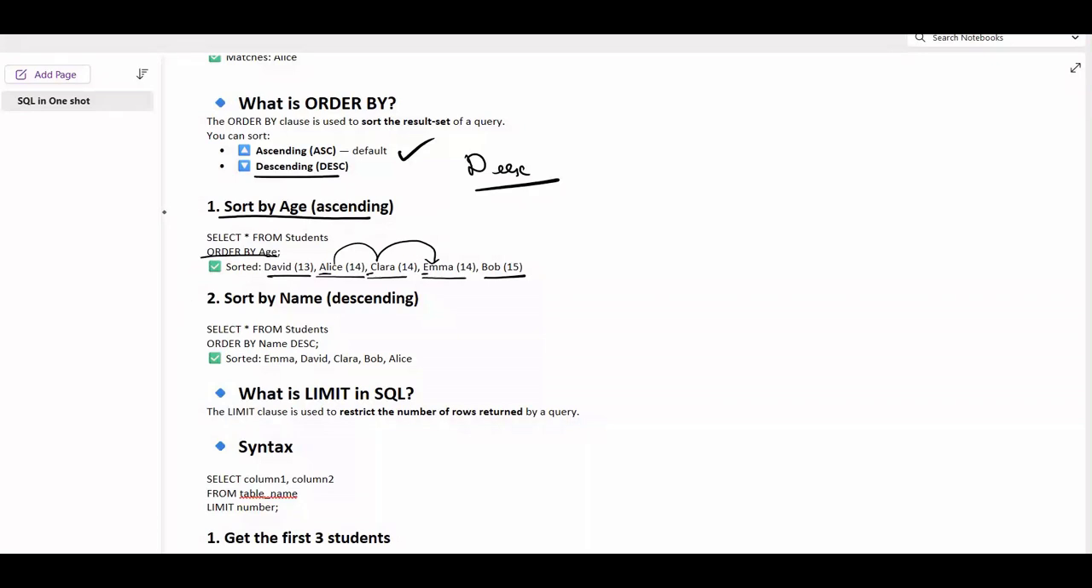Okay. Next, sort by name descending. So SELECT * FROM students ORDER BY name DESC. Since the default is ascending, if you want to sort the names in descending order, you have to give DESC. I hope it's clear. Sort is a very easy concept. Just use this ORDER BY clause, that's all.